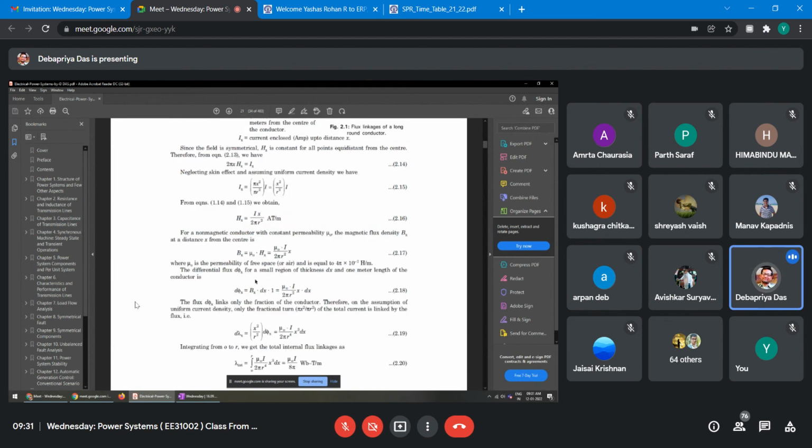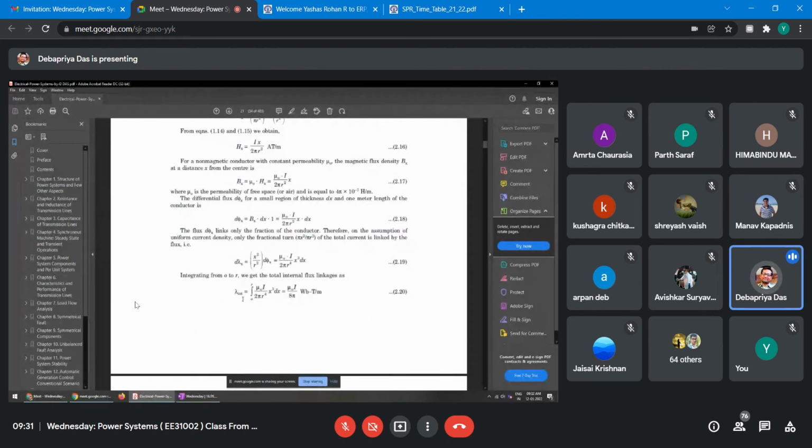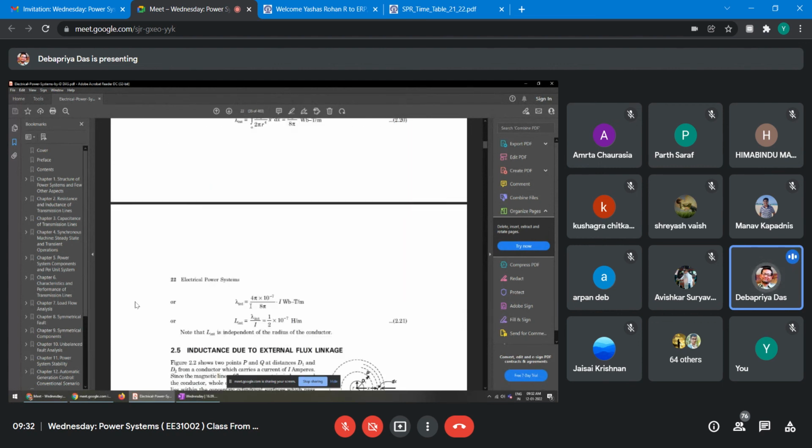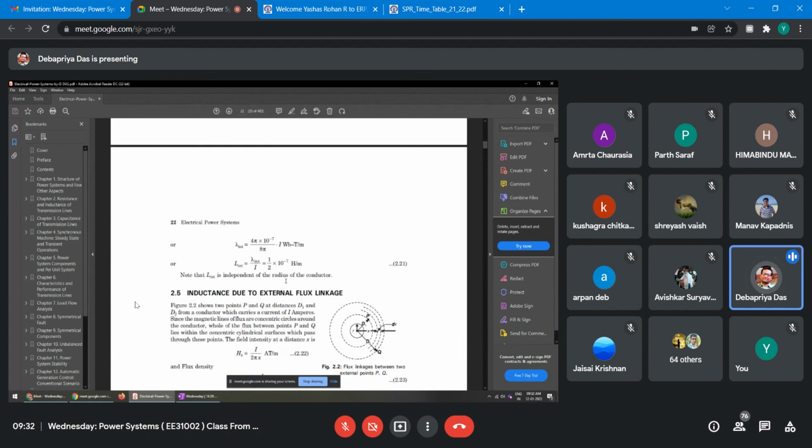Now if you integrate from 0 to r, that will give the internal flux linkage, lambda internal, equal to mu 0 I upon 8 pi Weber turns per meter. Therefore, lambda internal upon I, taking mu 0 first, L internal will be half into 10 to the power minus 7 Henry per meter. This value is actually independent of the radius of the conductor. Whether it is a very small cross-sectional conductor or a very large conductor, this internal inductance is constant for all conductors.